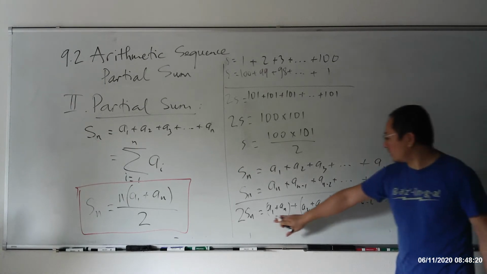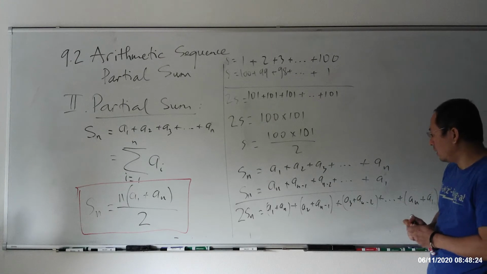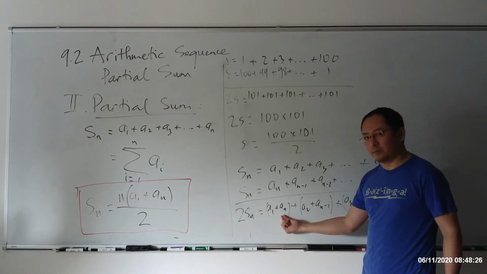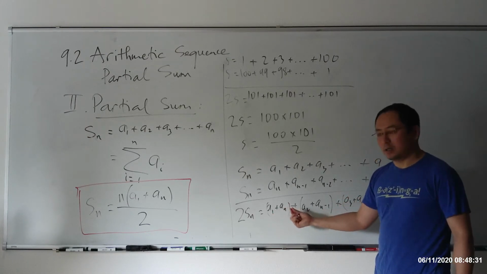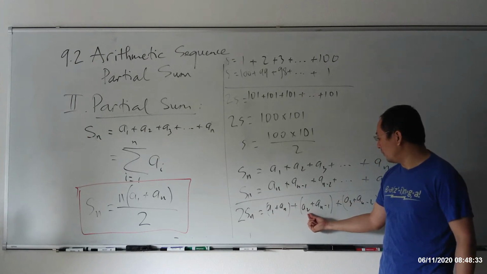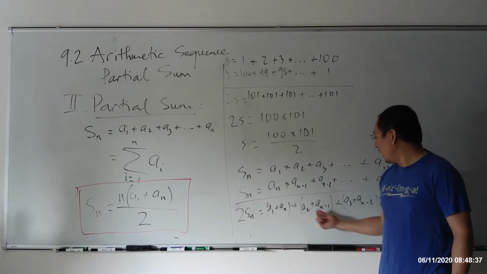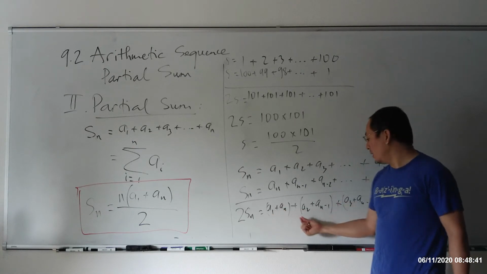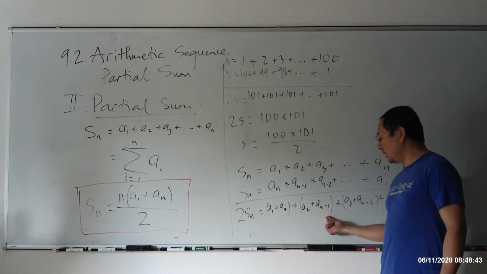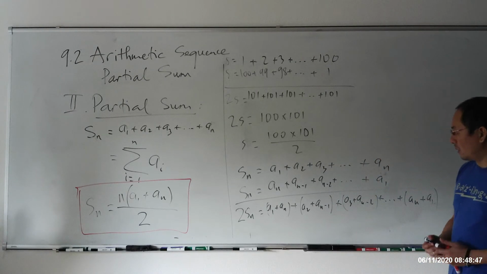And I claim that all of those two-term sums in parentheses are equal to each other. This first one is A1 plus An, right? Now when you change from A1 to A2, you increase by D, the common difference. And then An minus 1 is D less than An, so you decrease by D. A2 is D more than A1, and An minus 1 is D less than An, so D more plus D less is going to be the same. So all the sums are equal to A1 plus An.